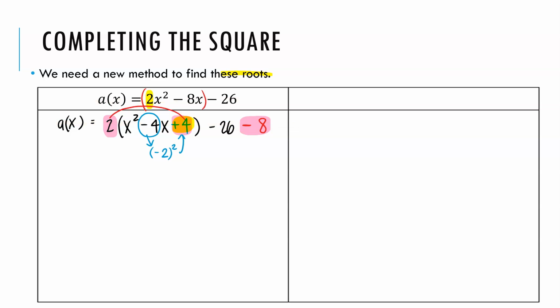My next step is to factor this perfect square trinomial. When I factor x squared minus 4x plus 4, the two factors would be equivalent to x minus 2 times x minus 2. Every single time you complete the square, you will always end up with a perfect square trinomial.